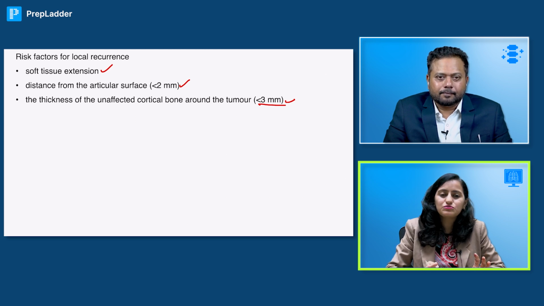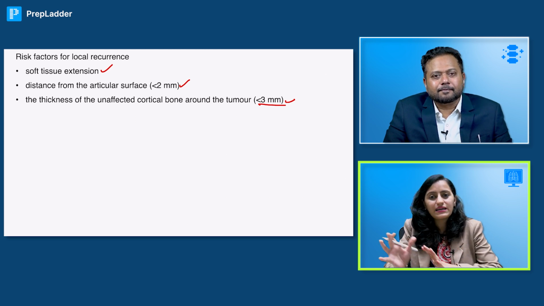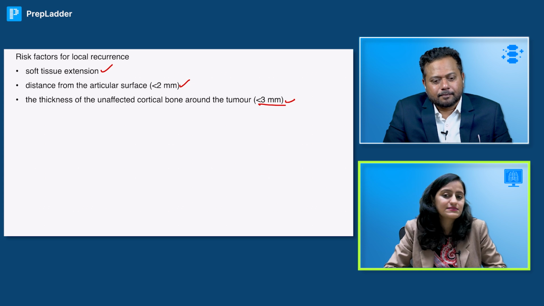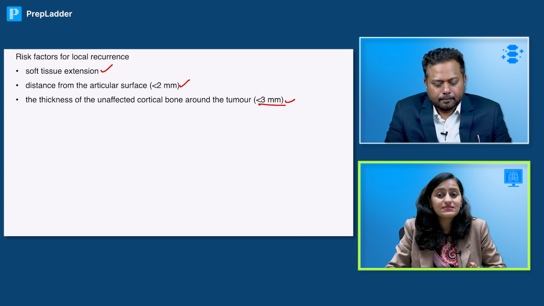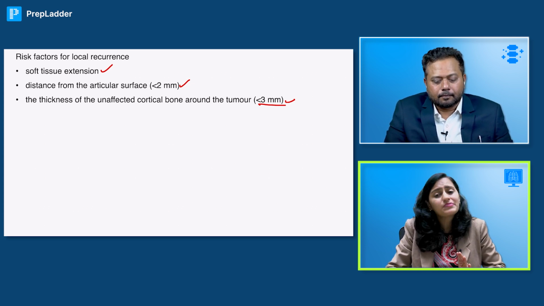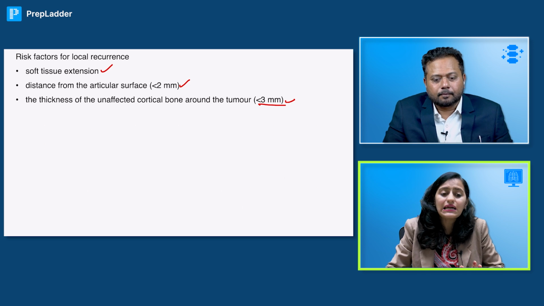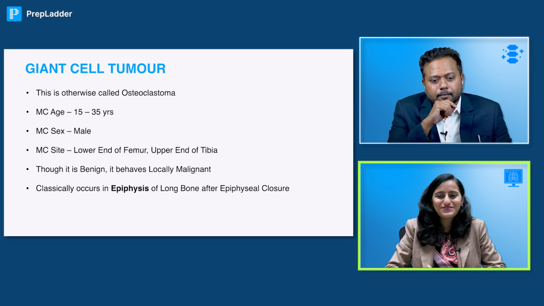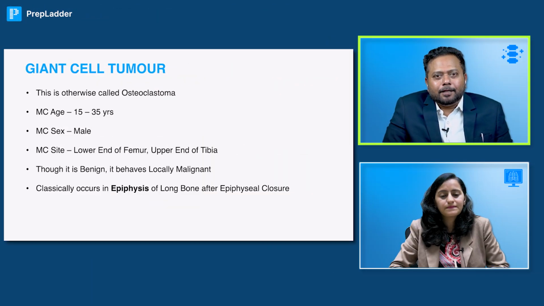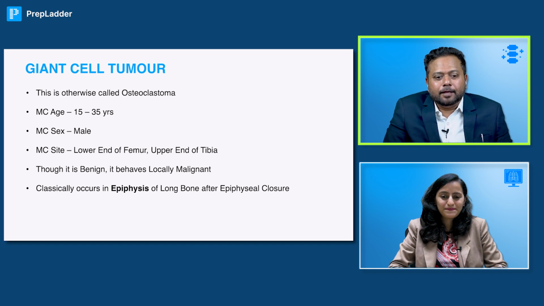Remember, giant cell tumor, more than being malignant, is more like a locally aggressive tumor, and in very rare cases it might show metastasis, like it can turn malignant as well. Otherwise, it's more like a locally aggressive tumor. Over to you, sir.